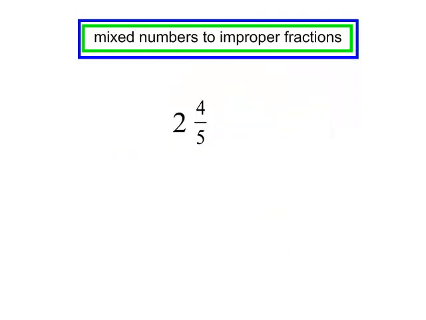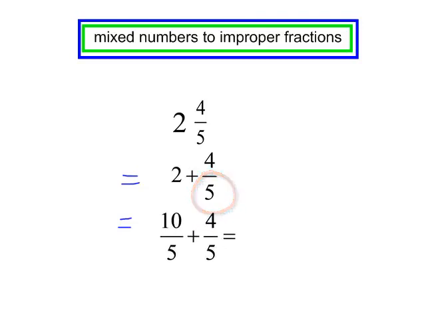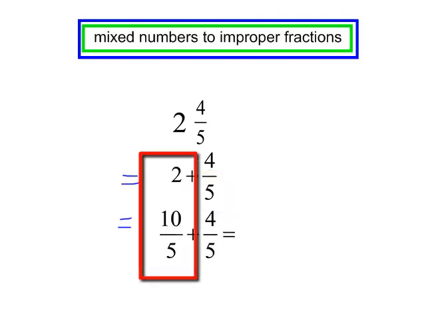We have the mixed number 2 4/5, and I want to change this to an improper fraction. This is equal to the whole number 2 plus 4/5. I would like 2 over 1 to be a fraction that is over 5. 2 is the same thing as 10/5 plus 4/5.